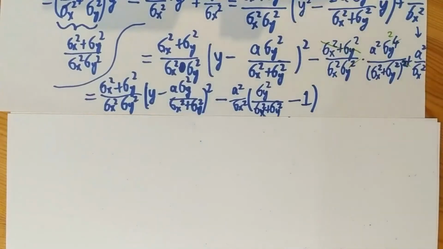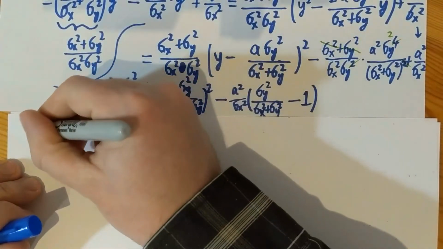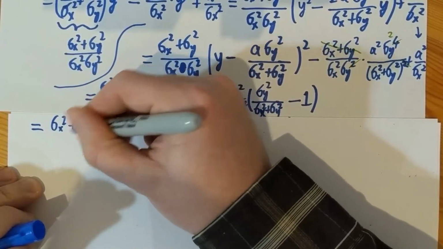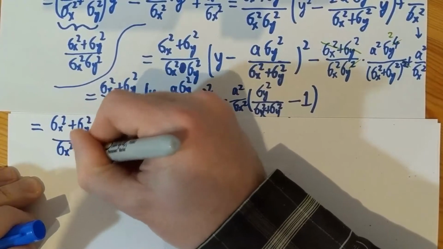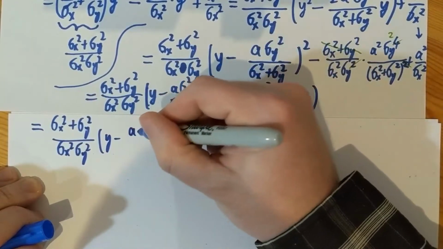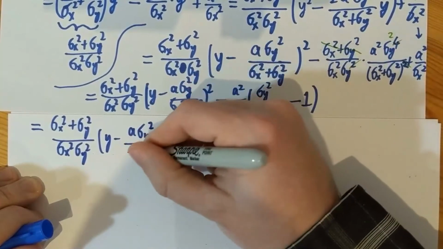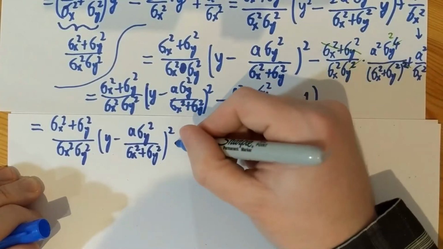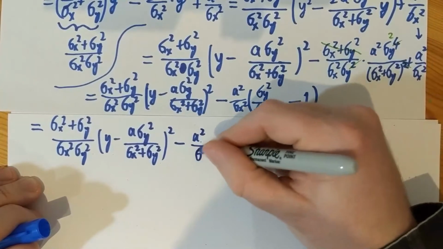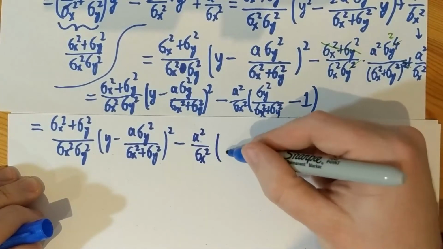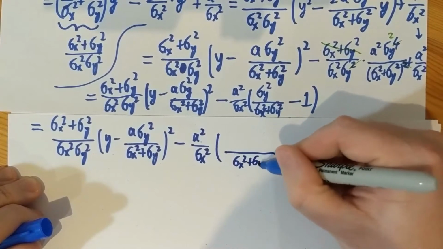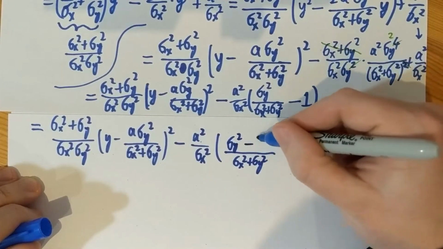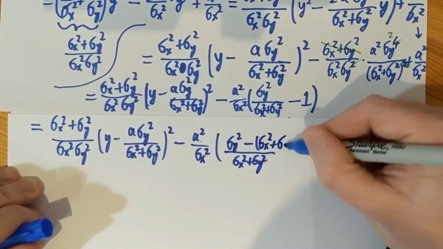Which further equals to this first term, I just keep it as it was, sigma x square sigma y square over sigma x square plus sigma y square, then y minus a sigma y square over sigma x square plus sigma y square, all things squared, okay, minus a square sigma x square, and let's make a common denominator here, sigma x square plus sigma y square in the common denominator, and I have a sigma y square from here minus a sigma x square and a sigma y square.